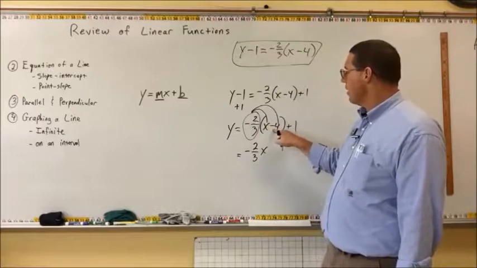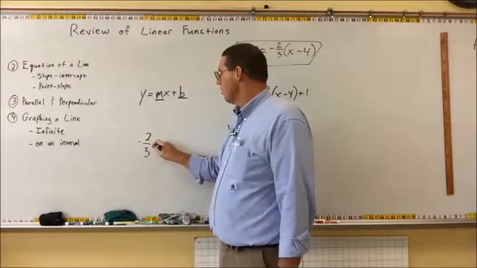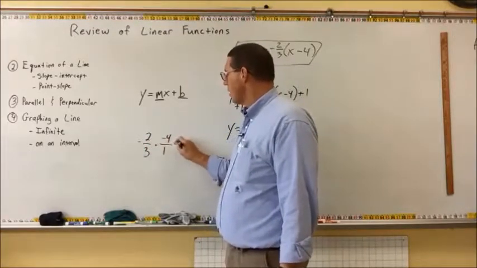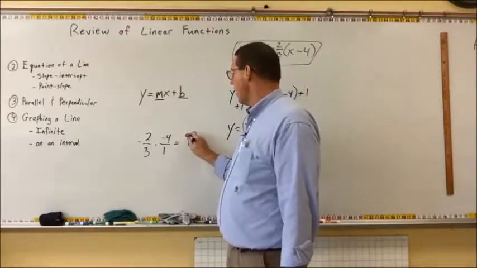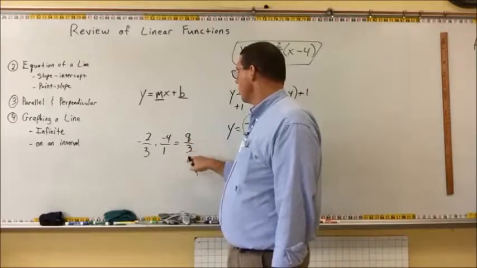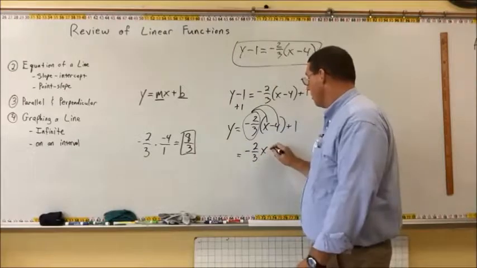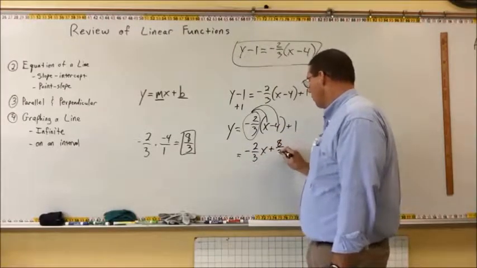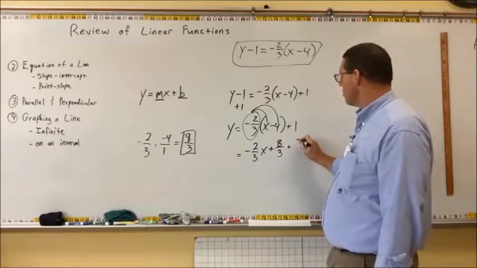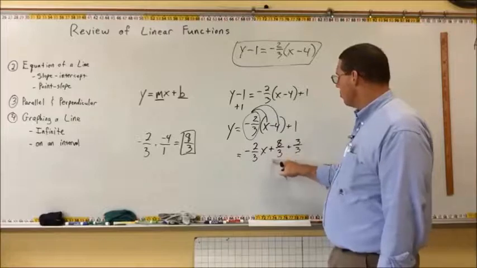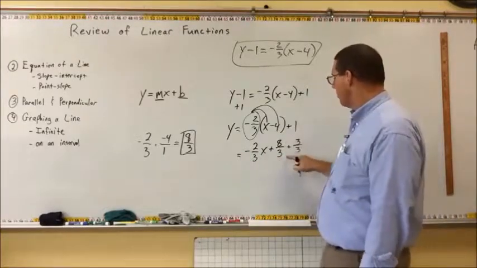Negative 2/3 times negative 4, well, let's go over here on the side and multiply that. Negative 2/3 times negative 4. Well, negative 4 is actually negative 4 over 1, right? So negative 2 times negative 4 is positive 8, and 3 times 1 is 3. So this is 8 over 3, or 8/3. That's positive 8/3. So here we're going to put plus 8 over 3 plus 1. But instead of putting plus 1, let's put plus 3 over 3, because we want to add these two fractions. We need a common denominator.